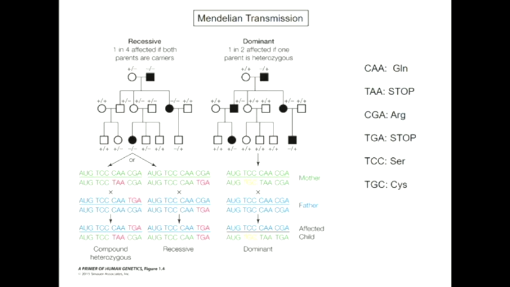So Mendelian transmission. We can predict its transmission. We use family pedigrees. We identify whether it's affecting every member of a generation, half of them, and we can start to make an assessment about what we're looking at. This is recessive, and you can see you need 2 copies of the mutation to see the disease.